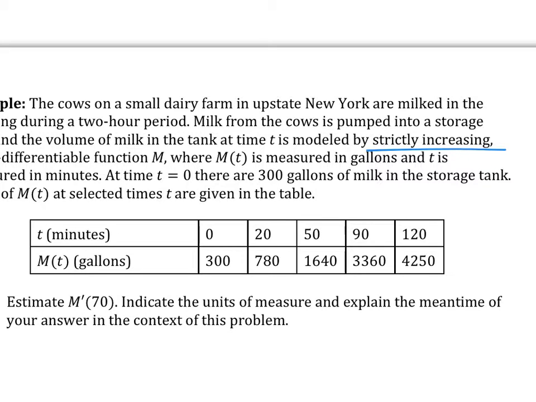At time t equals 0, there are 300 gallons of milk. Okay, this is also very important. You need to know what the initial conditions are in a storage tank. Values of m of t at selected times t are given in the table. A, estimate m prime of 70.